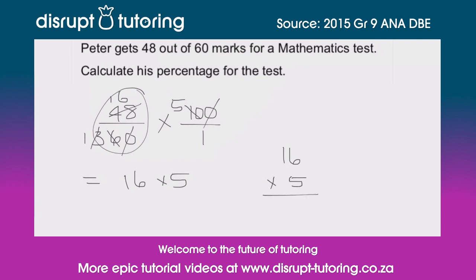So 5 times 6 gives us 30, so carry the 3. 5 times 1 is going to give us 5. Add the 3, that's going to give us 80. So we know that Peter got 80% for his test, and that is a distinction just like you're going to get in your next maths test and exam, no doubt.